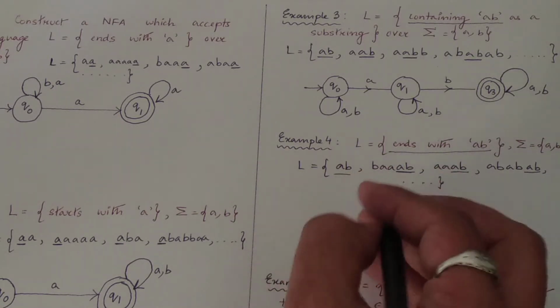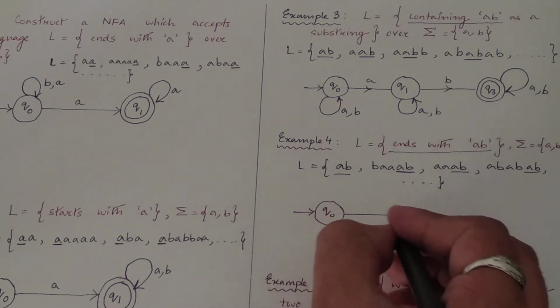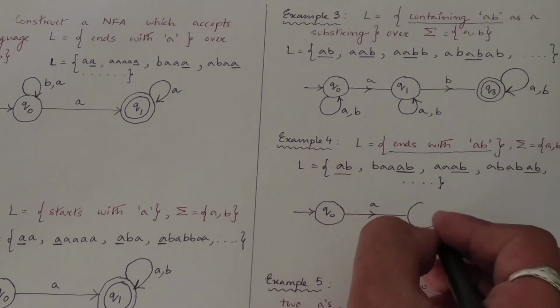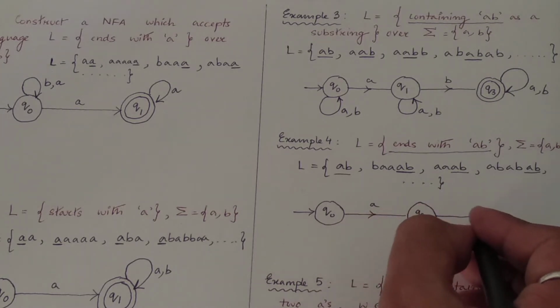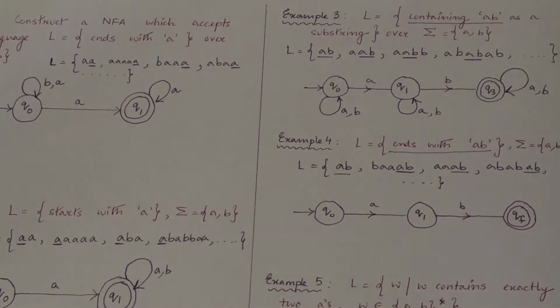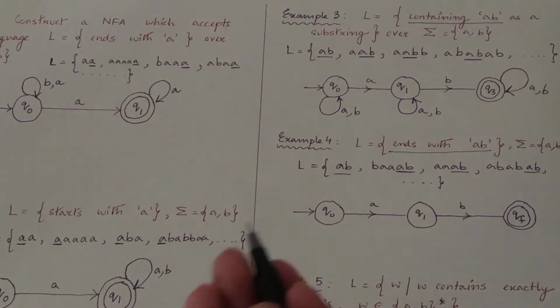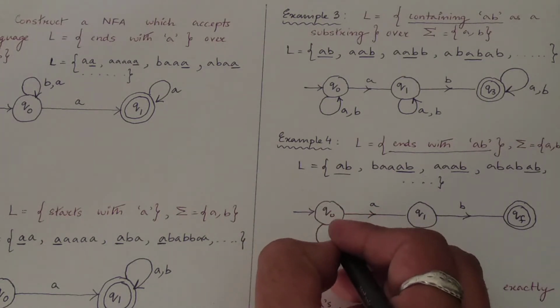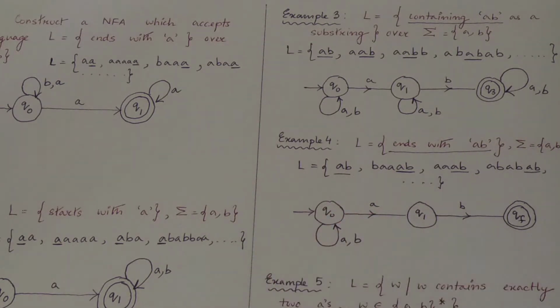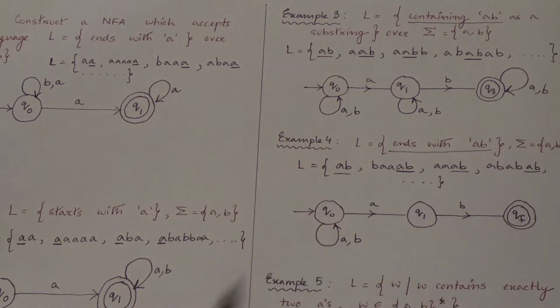So I have to first draw this AB. Q naught, A, Q1. Similarly, like the previous diagram, B, and this will be your QF. Now AB I have to put together, right? Initially, before that, there can be any possible combination. So why take a headache? I will just put a self loop over here and I will make it A comma B. So if I take any possible combination before AB, then it's successful.